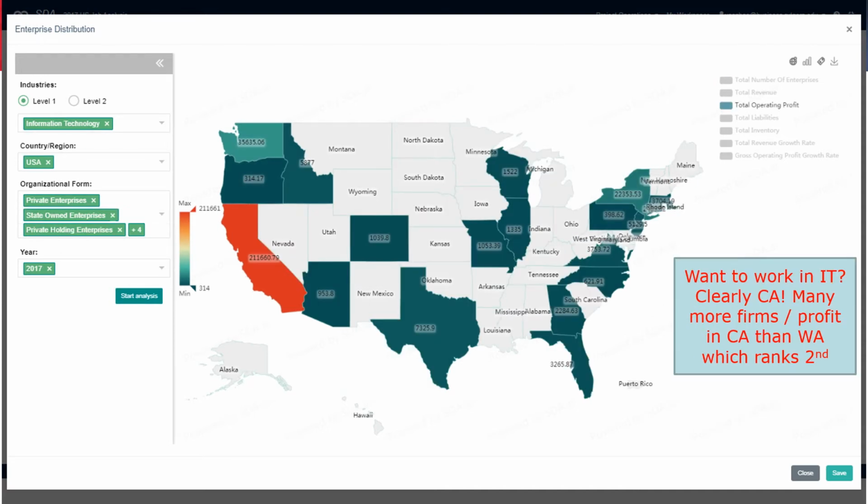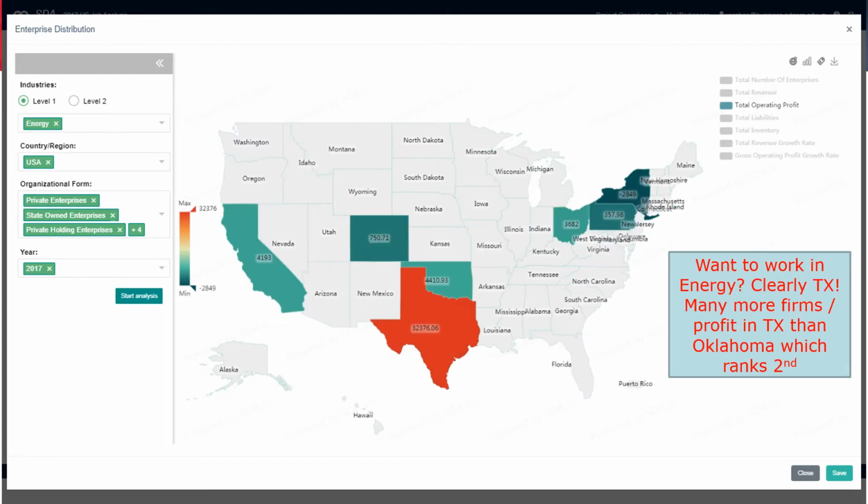If you want to work in IT, information technology, clearly you should move to California. Right? There are many more firms and profits in California than Washington, which ranks the second. If you want to work in energy, clearly you should move to Texas. Right? In the energy sector, there are many more firms and profits in Texas than Oklahoma, which ranks the second.